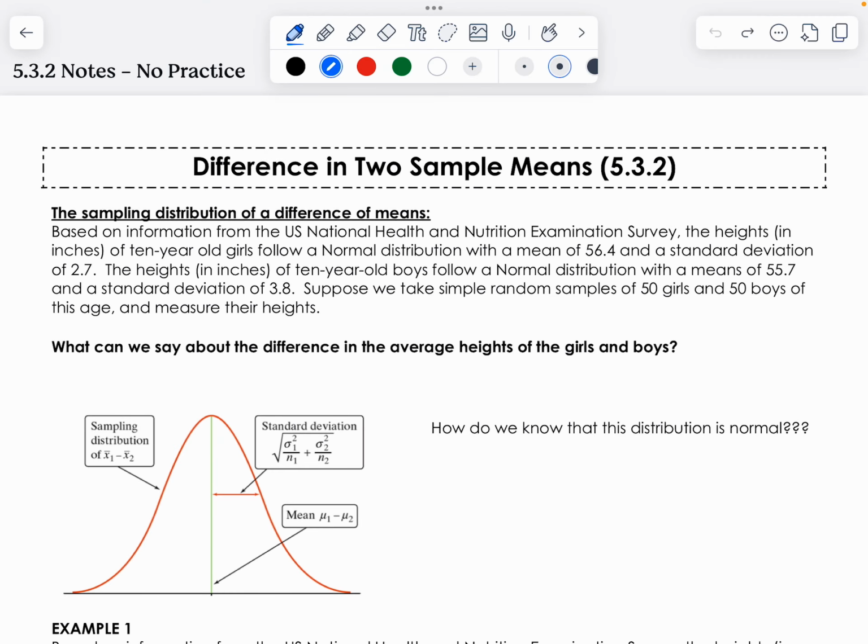Hi everybody. Okay, so now we are doing day 2 of sample means, and we are looking similar to what we did with proportions. We are looking at the difference in two sample means.